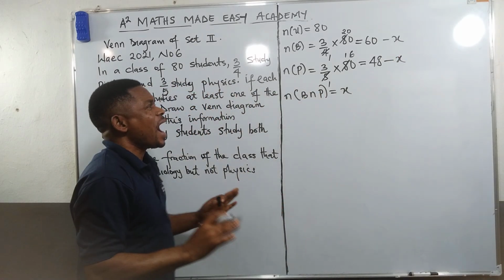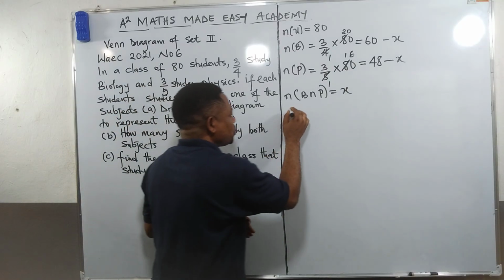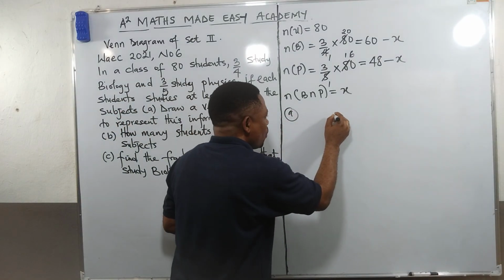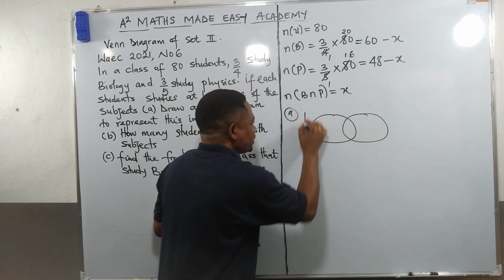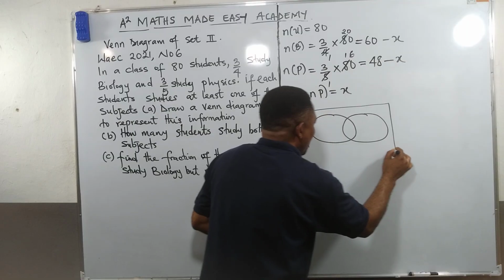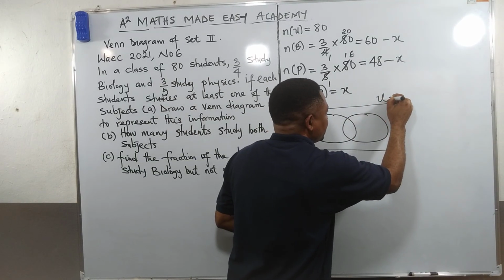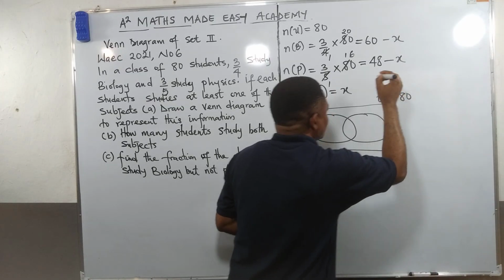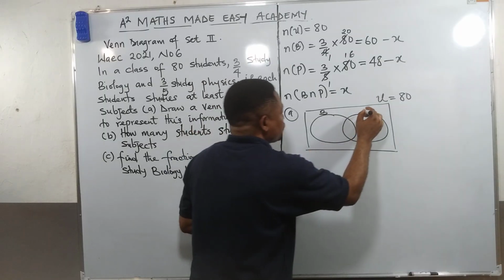With this I can represent it on a Venn diagram. How? I want you to watch. For part A, we are going to draw 2 rings in this form. Are you with me now? This is the 2 rings like this, and this is in rectangular form. This is the universal set, which is given as 80. The first one goes for biology, and the second one goes for physics.